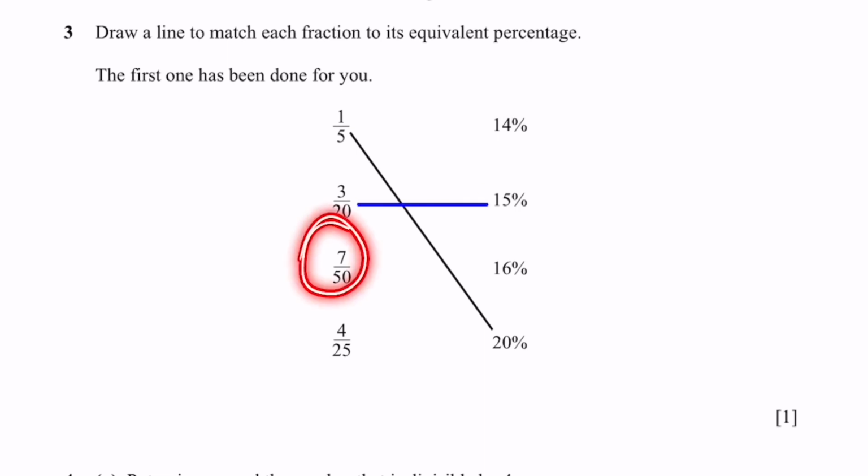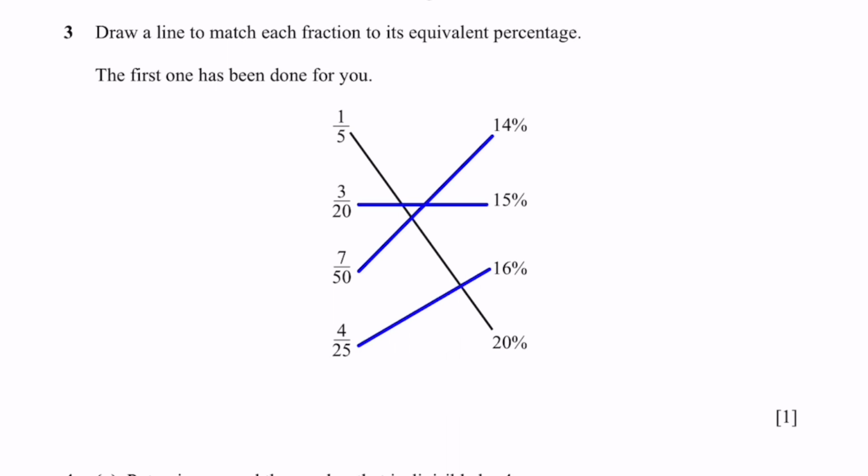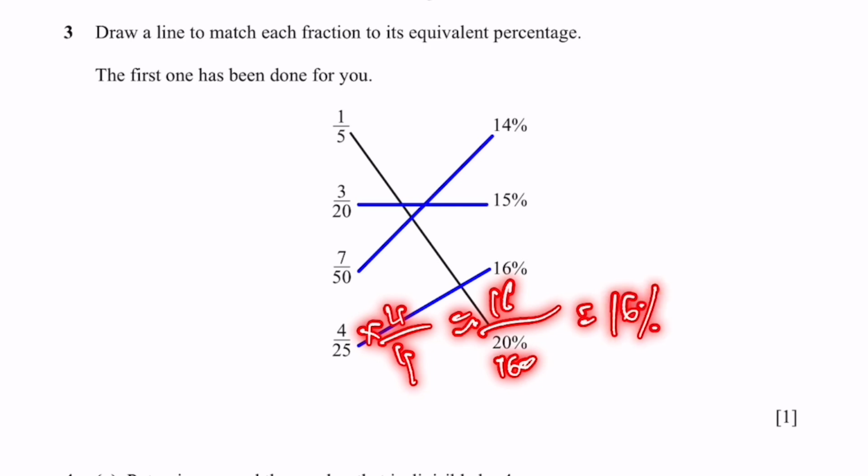Now this one, 7 by 50, do the same method, make it 100 on the denominator. That's 14 by 100, which is 14%. And the last one, there's only one option left, but I'll just show you how to do it. So 4 by 25, we just have to make it 100, so multiply both sides by 4, and we get 16 by 100, which is 16%.